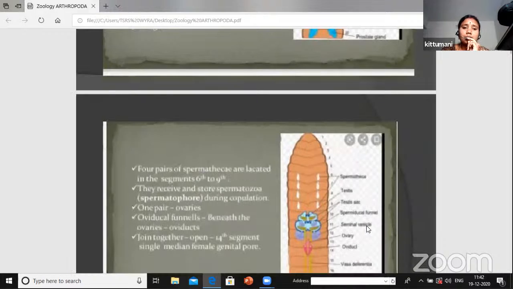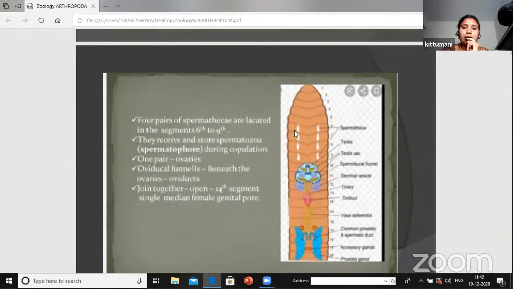And then 4 pairs of spermathecae. All of you look at this picture. Here 4 white pairs are present from the 6th to 9th segment. What is the function of the spermatheca? It receives and stores the spermatozoa during copulation, as a temporary storage.